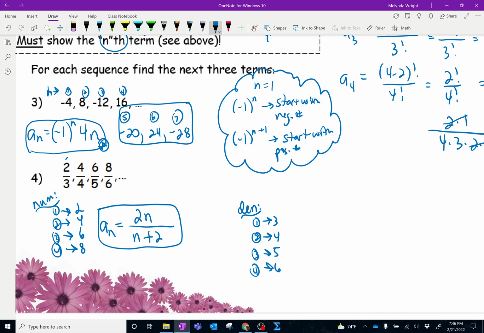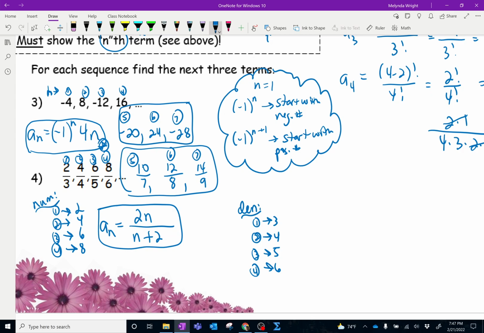So for my fifth term, I would do 2 times 5 and get a 10 over 5 plus 2 is a 7. Okay, great. My sixth term, I would do 2 times 6 and get a 12, and 6 plus 2 is an 8. My seventh term, I would do 2 times 7 gives me a 14, and 7 plus 2 is a 9. Yay! Okay, good. So now let's go to the next page and look at different kinds of sequences, and we'll get more detail into these in later lessons.